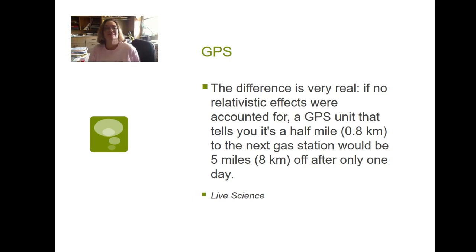If no relativistic effects were accounted for, if you just let a GPS atomic clock go the same as a clock on Earth, a GPS unit that tells you it's a half mile to the next gas station, right, would be, if it wasn't fixed, tomorrow that gas station would be 5 miles away. Or at least it would tell you that. Yeah? So the difference is real. If no relativistic effects were accounted for, a GPS unit that tells you it's a half mile to the next gas station would be 5 miles off after only 1 day of fast-moving seconds.